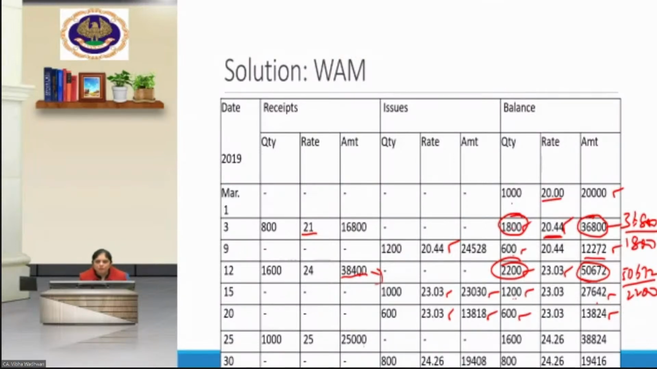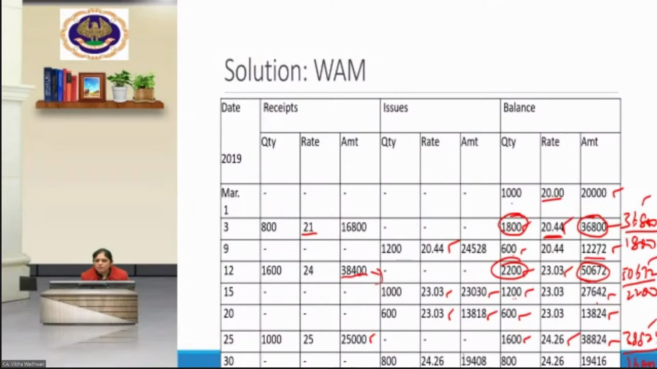Then again, the new purchase on 25th of March. So add the balance to the balance and quantity to the quantity. And now a new rate. 38824. Remember, the rate will be calculated only at the time of new purchase. 38824 divided by 1600. 24.26 is the new weighted average rate. So see, there are 3 purchases and we have calculated weighted average 3 times only. Clear? So we will calculate the weighted average rate only at the time of new purchase, not before that.